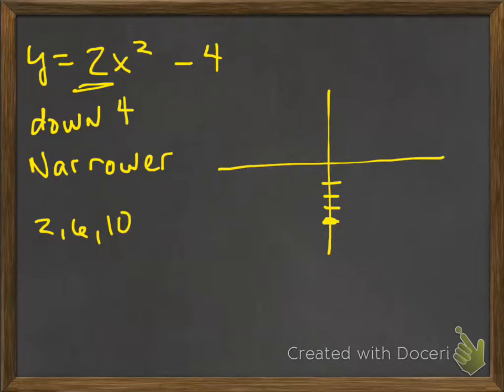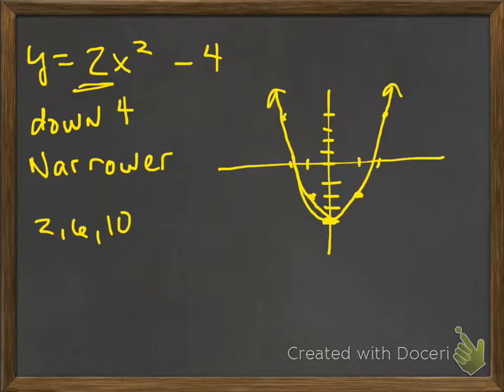It means from this vertex, I'm going to go up 2 spots, and to the right and to the left 1. Then from those, I'm going to go up 6, and to the right and to the left 1. So 1, 2, 3, 4, 5, 6, and to the right and left 1. Connect the dots, make my curve, and there you go. That's how easy it can be to graph manually. It's not that hard, really.